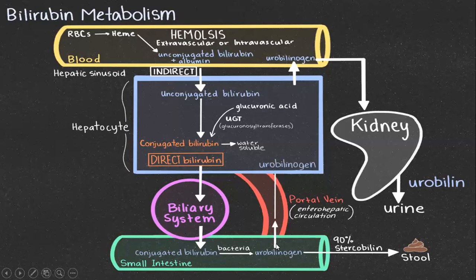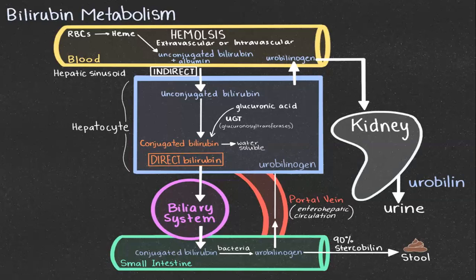Okay? Now, some of this urobilinogen is transported back into the liver via enterohepatic circulation, in the portal vein. And eventually, some of this urobilinogen is excreted out also in the kidney in the form of urobilin. Okay? So take note of that. Now, what I want to point out here are the following important points.